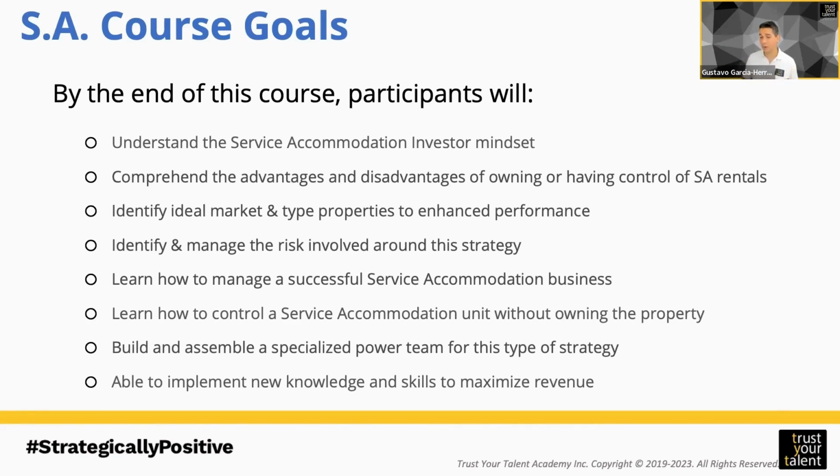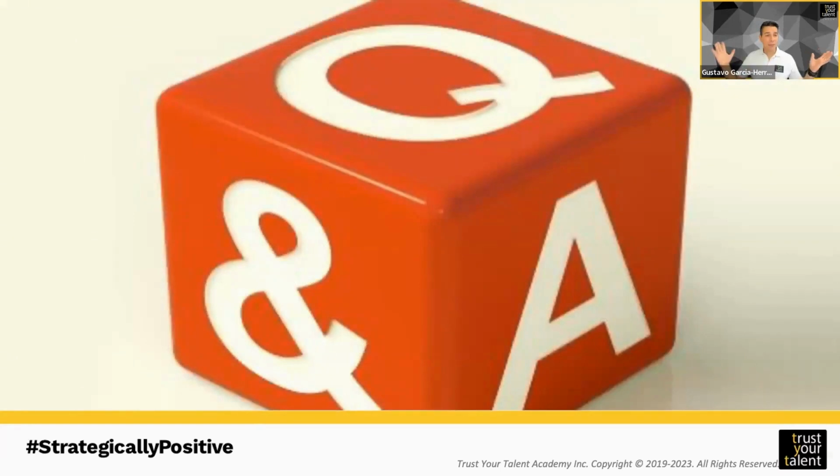Build and assemble your power team members. This is not a regular power team member that you're looking at. There are certain skills that you're looking for in these individuals that need to be there at all times. Once you're done with this, you should be able to implement the knowledge and the skills and have a profitable business. This is what we'll discuss in class. And as Tim mentioned earlier, the next class for service accommodation is at the end of October, 27, 28, 29, during our annual conference. That's it for me, Tim.